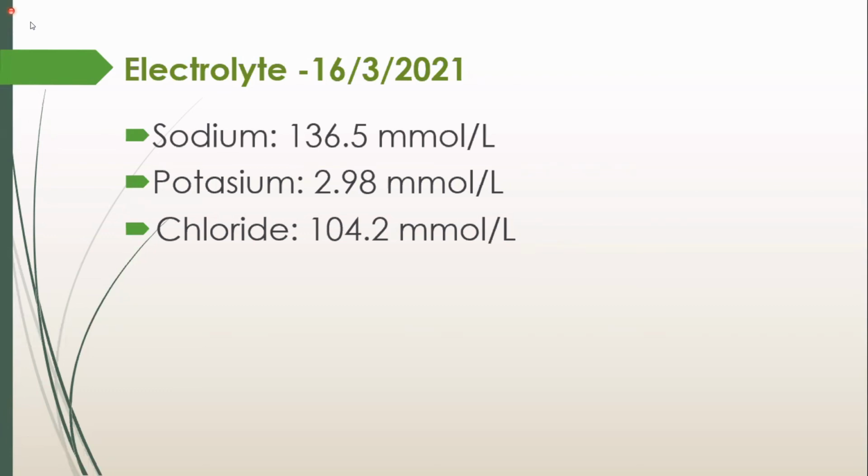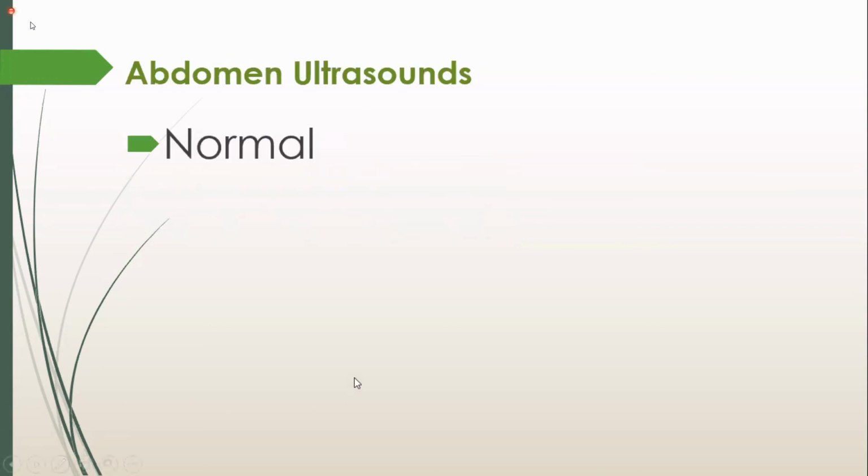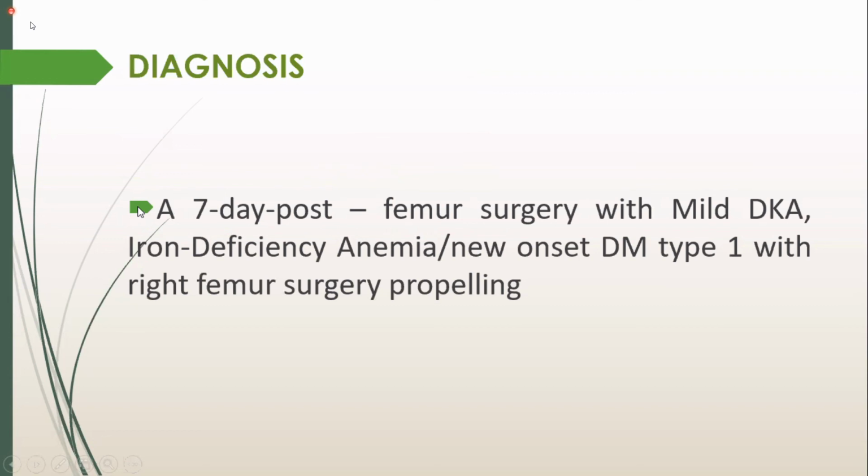What else? Let me see. Okay. So about any other one, normal. She had to have surgery. So I have my last diagnosis at 7-day post femur surgery with mild DKA, iron deficiency anemia with a new onset type 1 diabetes with blood. Femur surgery is the propelling event of this patient.